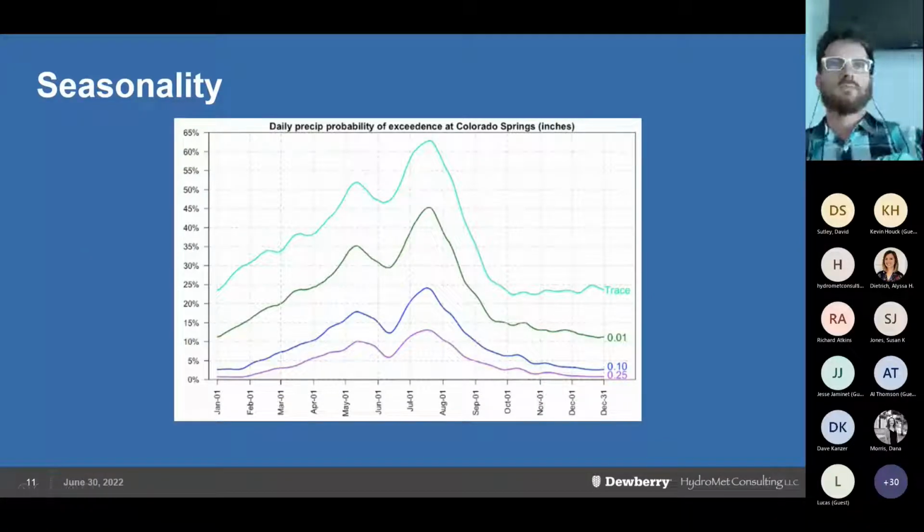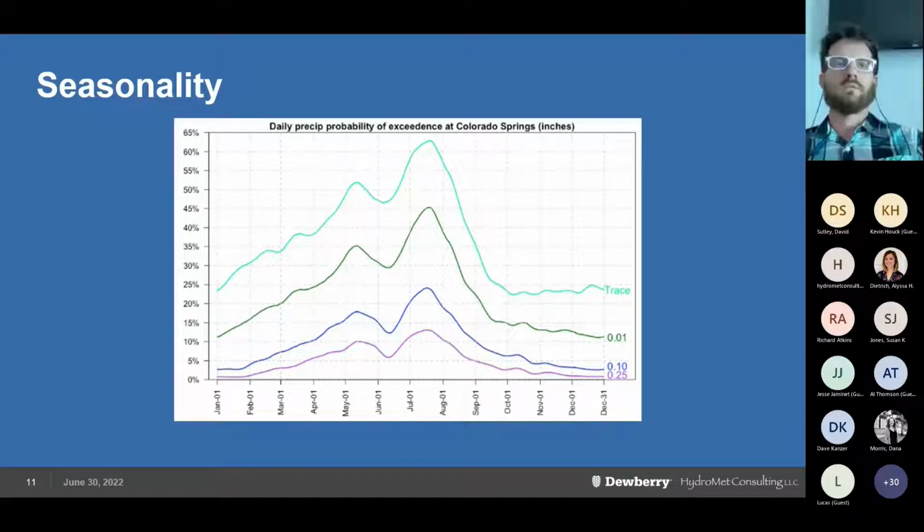And this shows it a little bit better. So this shows the precipitation chances at Colorado Springs. And what you can see is there are 2 humps. This is shown for different thresholds. So for example, the top line is the probability of seeing a trace of rainfall on any given day from January 1st through December 31st.